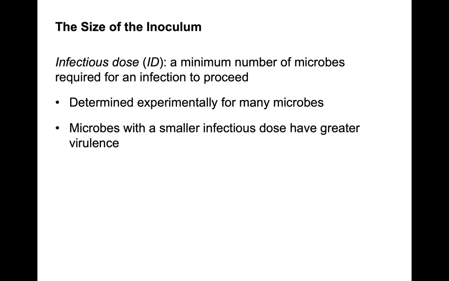We have what's referred to as an infectious dose. This is the minimum number of microbes that's required for an infection to proceed. It's determined experimentally for many microbes. Microbes with smaller infectious doses have greater virulence.